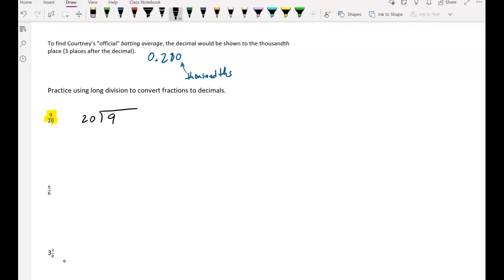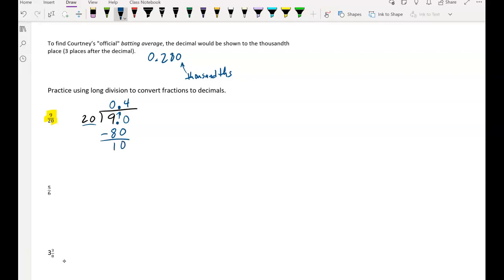And now, how many times will 20 go into 9? That would be 0 times. That means you add a decimal and a 0. We bring that decimal straight up here. And now how many times will 20 go into 90? 20 goes into 90 4 times. 20 multiplied by 4 is 80. The next step is to subtract 90 minus 80, and that is 10.